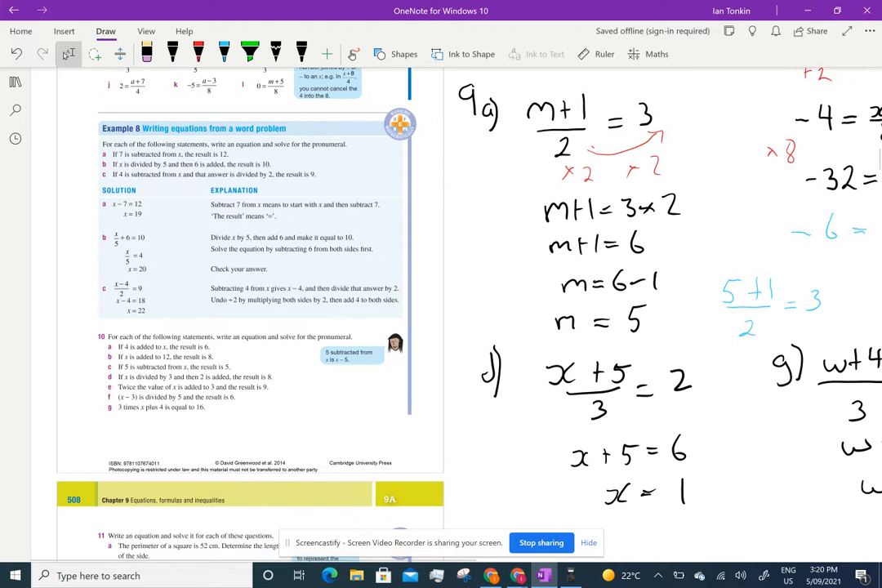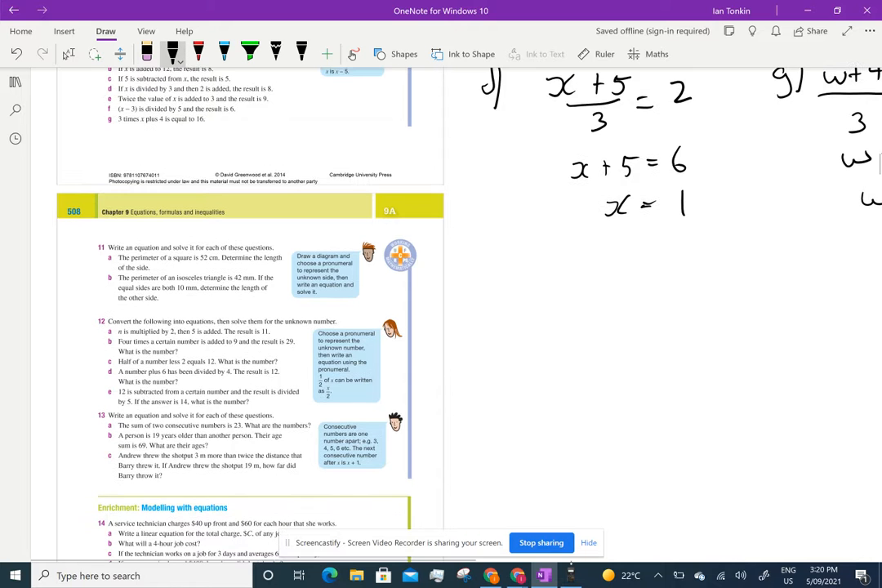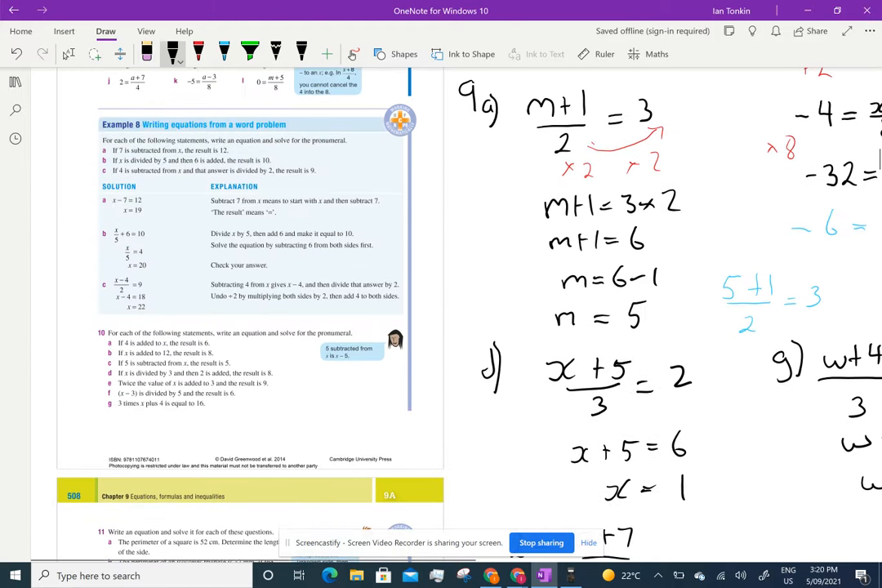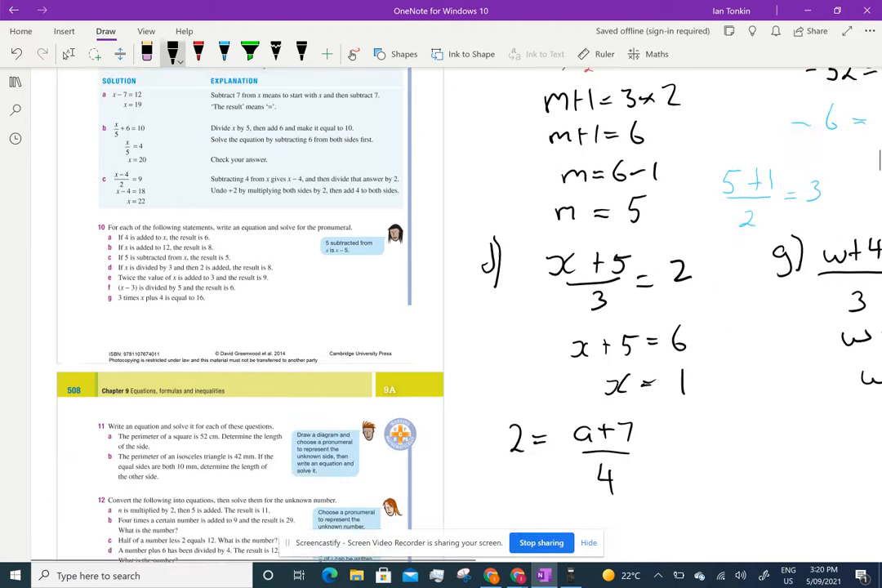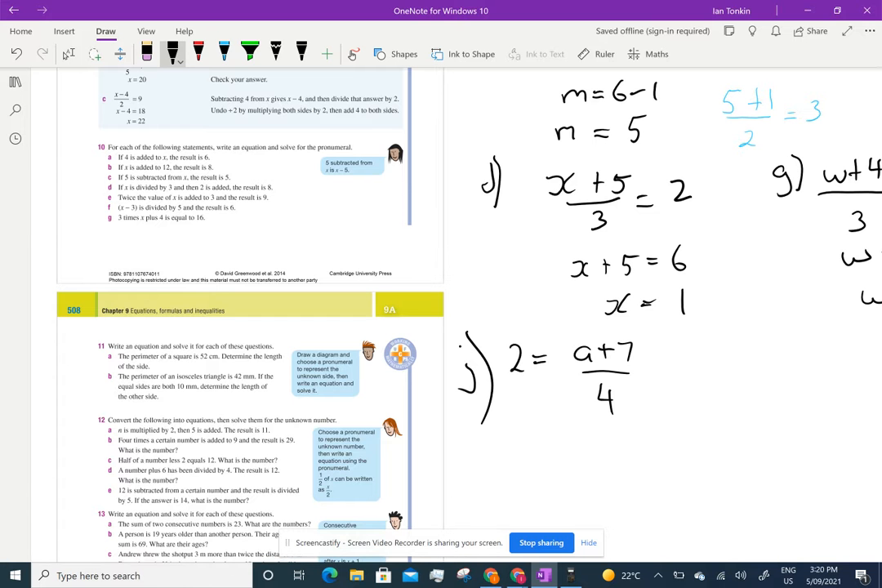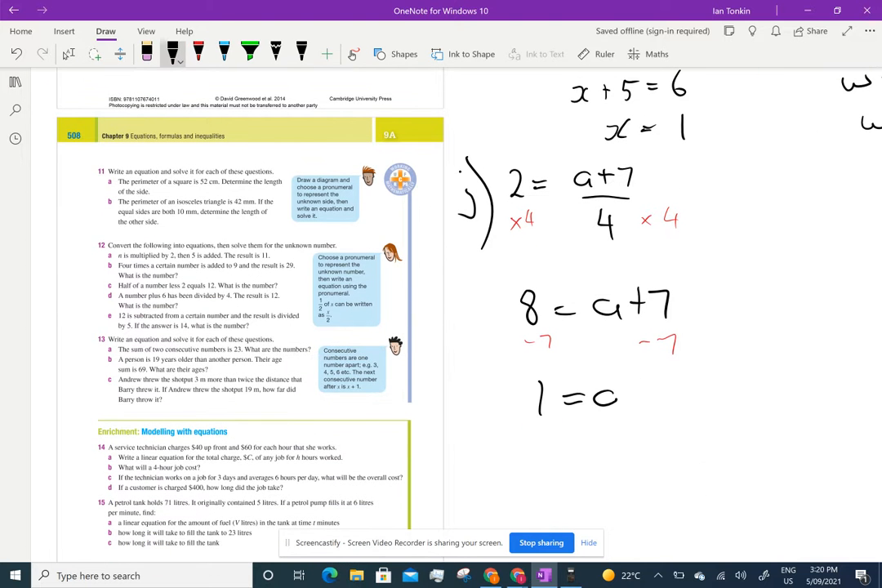The last one. And they just put everything over the other side. You can write it differently if you like. 2 equals a plus 7 over 4. Let's double check, make sure that's the right equation. We're doing J. Multiply the 4 across. All right, so times by 4, we'll get rid of it over there, which gives me 8 equals a plus 7. Minus the 7, minus 7. 1 equals a.